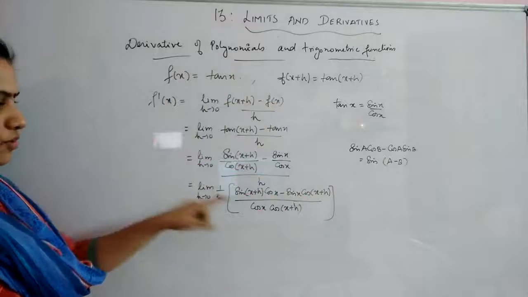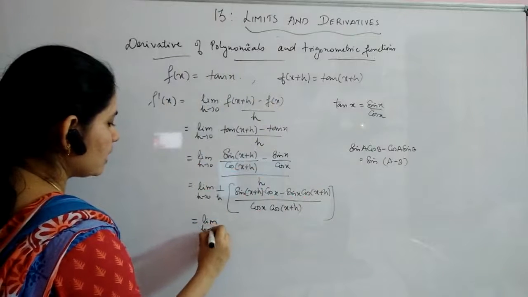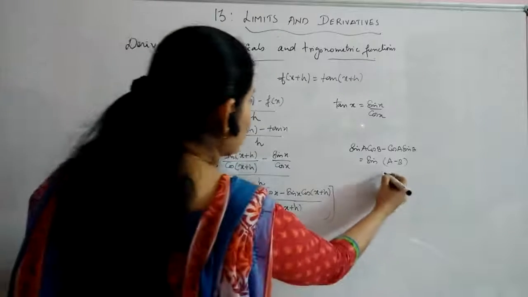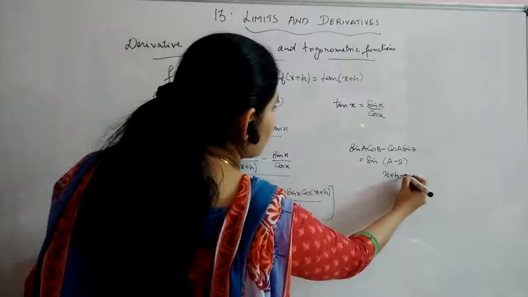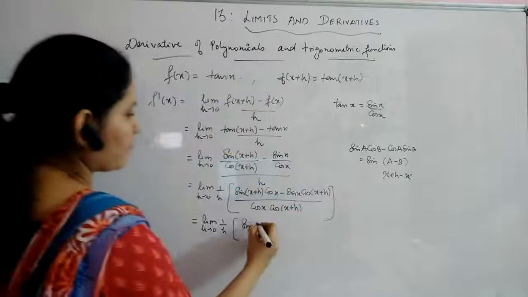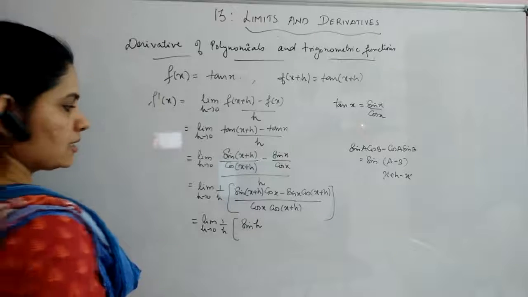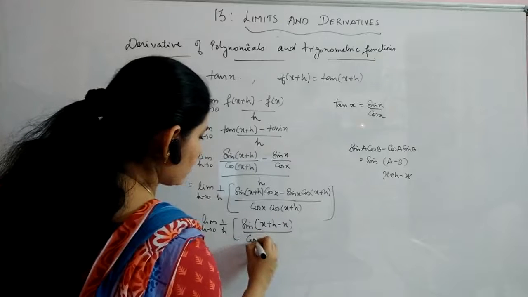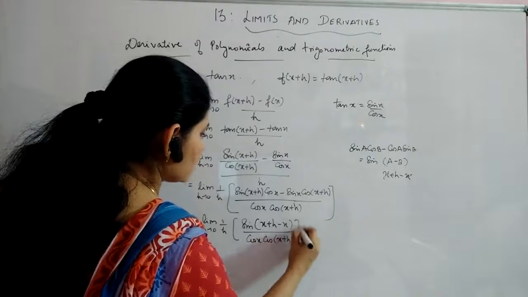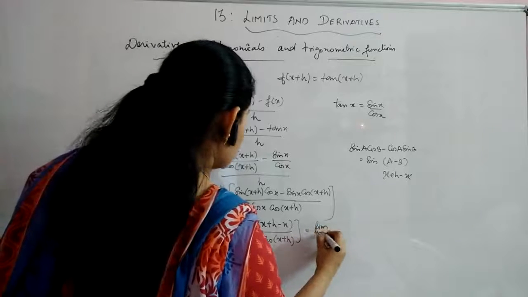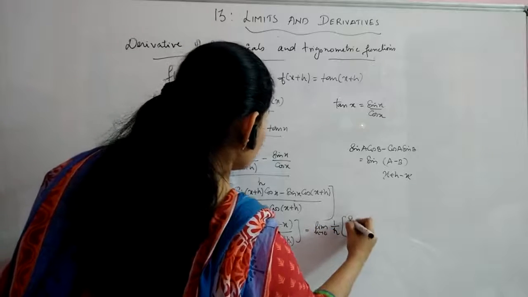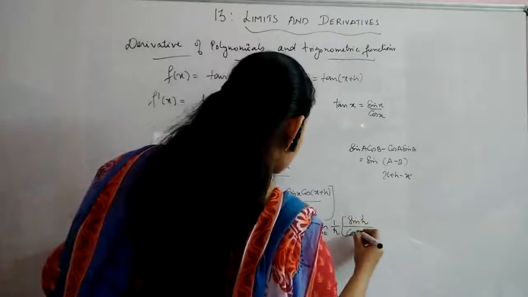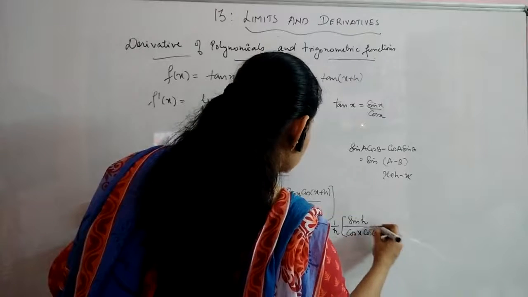Sin a cos b minus cos a sin b is equal to sin of a minus b. So you can use here that formula, so that the numerator becomes sin of, instead of a you have x plus h, and instead of b you have x here, so that you are getting here sin h, right? Sin of x plus h minus x divided by cos x into cos of x plus h is equal to limit h tends to 0, 1 by h into, numerator will become sin h divided by cos x into cos of x plus h.